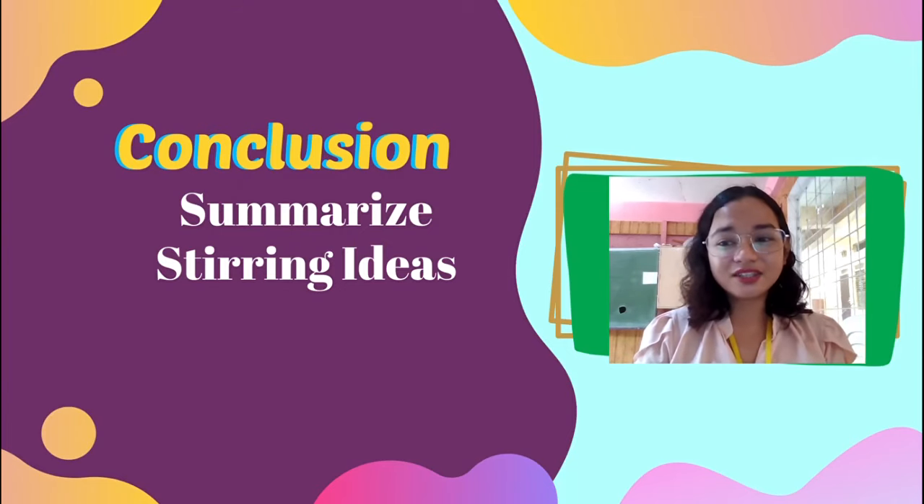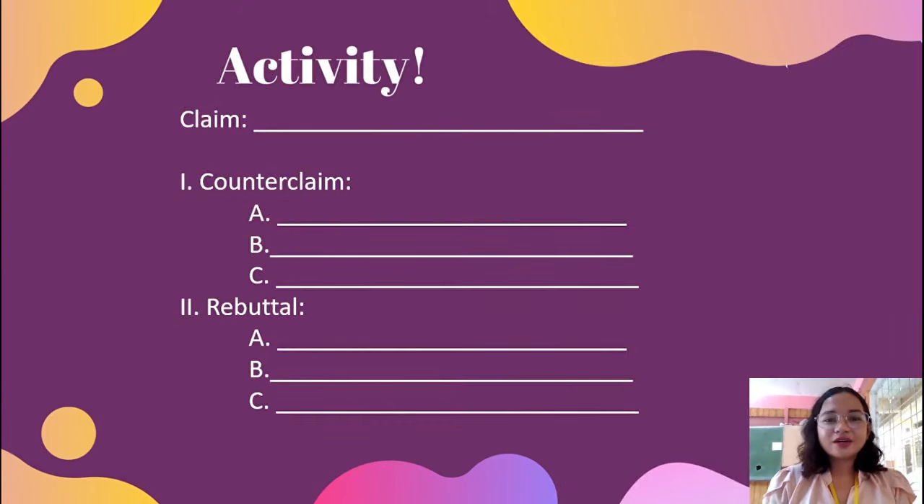So for your activity, from the 3 claims that you created from the last activity, from the last video, isn't it that I asked you to give one example in each type of claim? Now pick one from those 3 and list down 3 possible counterclaims, and then also give your negation or your rebuttal to those counterclaims. Now follow this format that is shown on your screen.